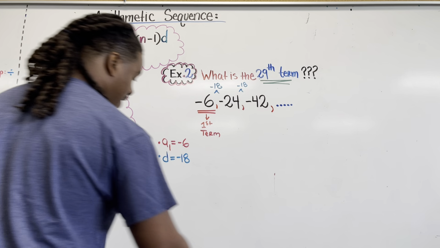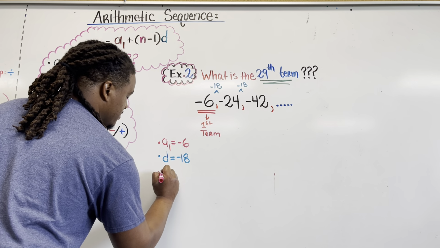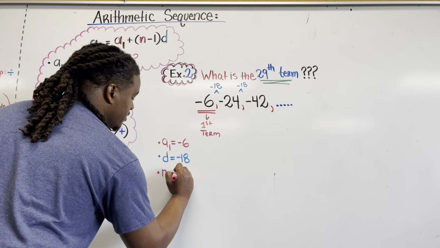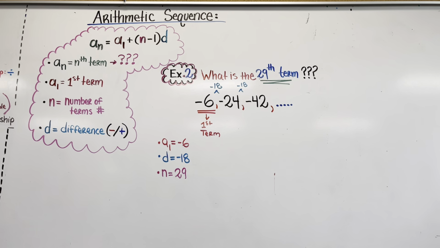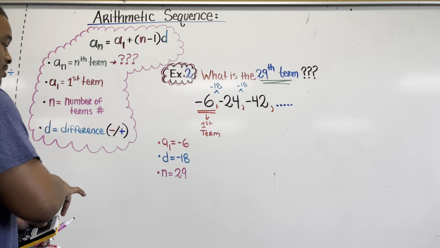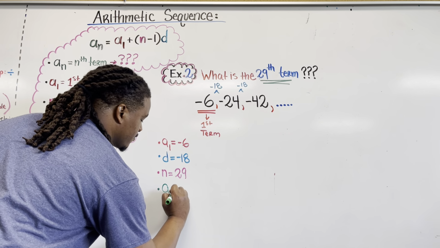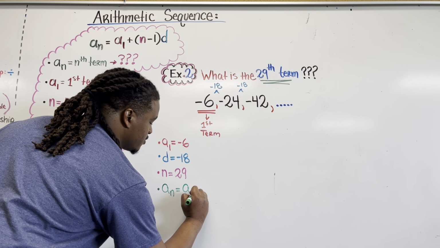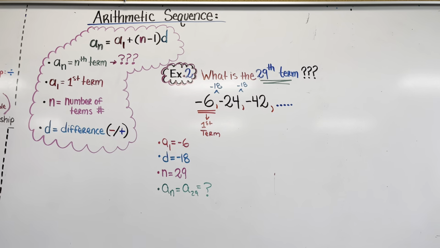And the number of terms: once again, they said the 29th term, so that means the number of terms is 29. And of course, AN, which is what we're trying to find, is going to equal A29, because we're trying to look for the 29th term.